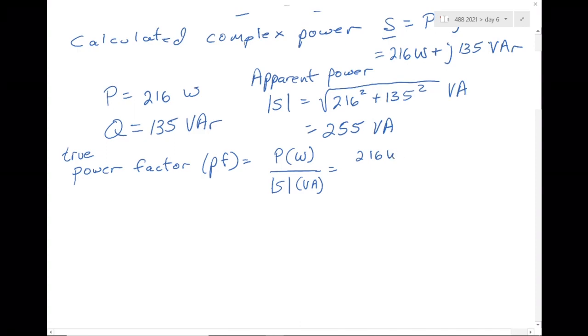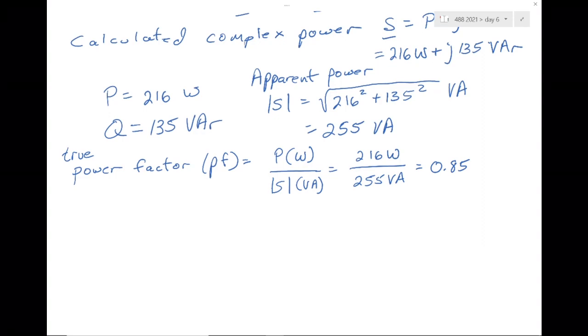So in this case, 216 watts divided by 255 volt amperes gives us a power factor of 0.85. Ratio of real power to apparent power. Now we have a ratio that gives us a better idea of the quality of this load in terms of reactive power.